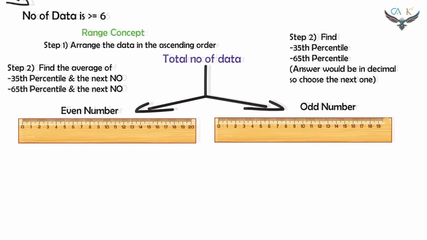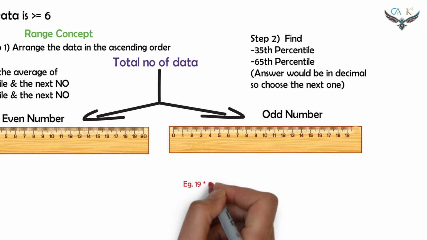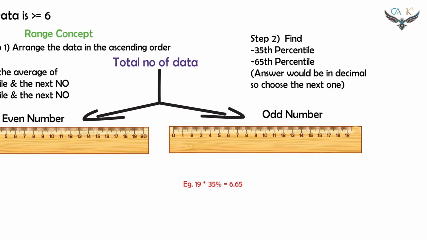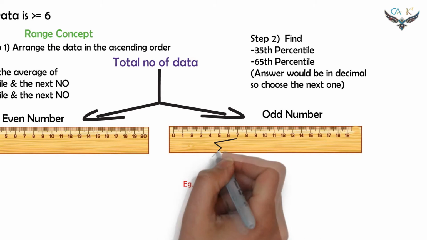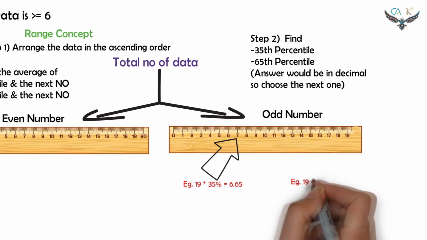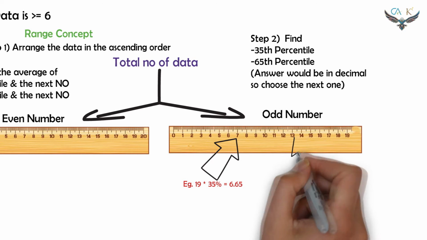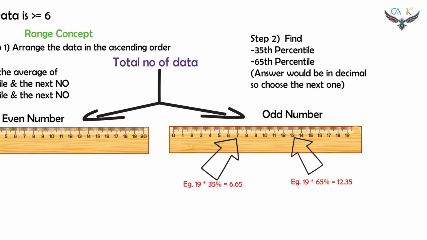Let us take that there are 90 numbers in the data set. After arranging the data in ascending order, we have to calculate the 35th percentile. It comes around 6.65. So we have to select the next number, that is 7. Again, we are calculating the 65th percentile. It comes around 12.35. So we are picking the next number, that is 13.